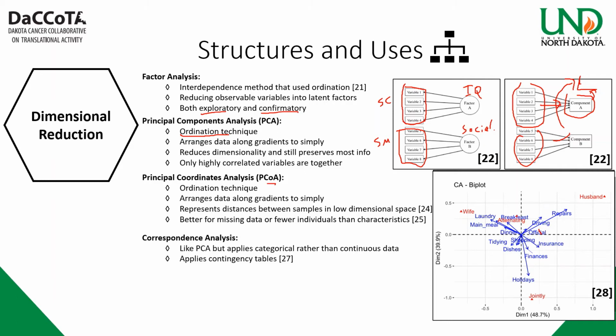And so there's categories: wife, husband, jointly and alternating. And then these are the different chores. We can see that, for example, husbands tended to do most of the repairs, while they sort of jointly tended to do the holidays, while the wife tended to do more of the meals, etc. And then some aren't close to any of the four as much, so they're more disparate.